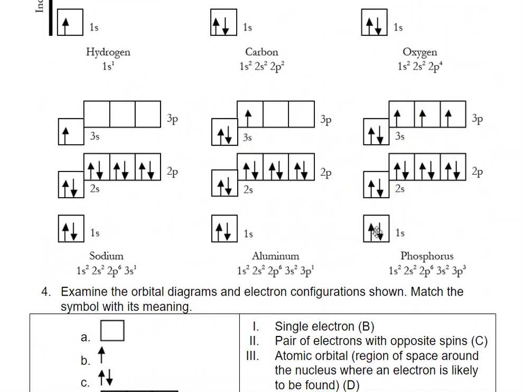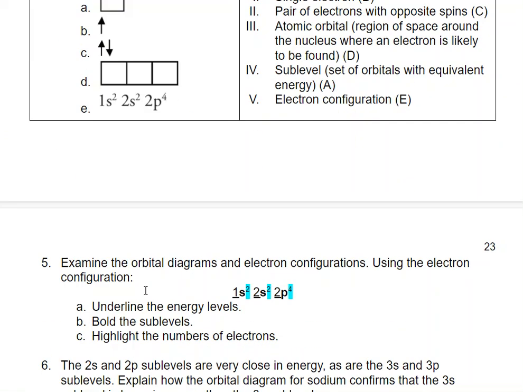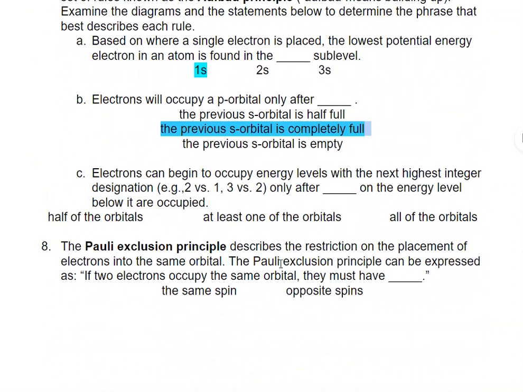So before I put any electrons into my 3s here, I have to finish filling my 2p. So this is saying that before I move up to the next energy level, I need all of those orbitals to be full.